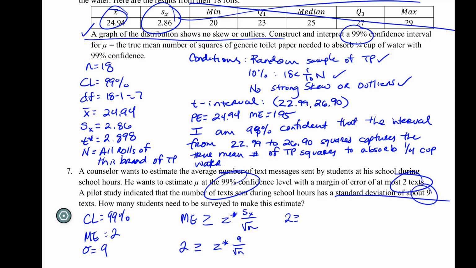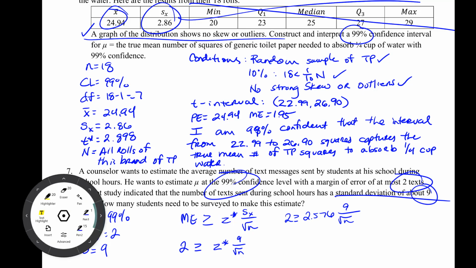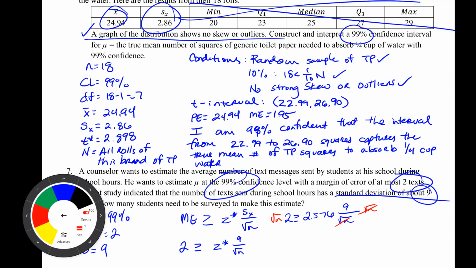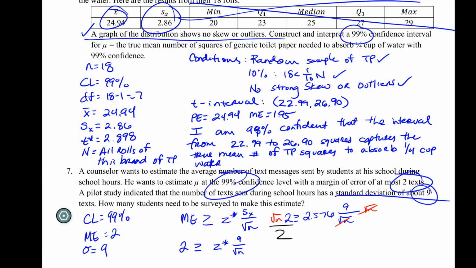So we have 2 is greater than or equal to 2.576 times 9 over the square root of n. Now we just have to do some clever manipulation with algebra. I'm going to multiply both sides by square root n. That's going to cancel out there. But then I also want to divide by 2. I'm just going to do this all in one step. If I divide this by 2, and then I divide this all by 2, the 2's here cancel out. And look at what I'm left with. Square root of n is greater than or equal to 2.576 times what was in my numerator, 9, and then 2 was in the denominator.